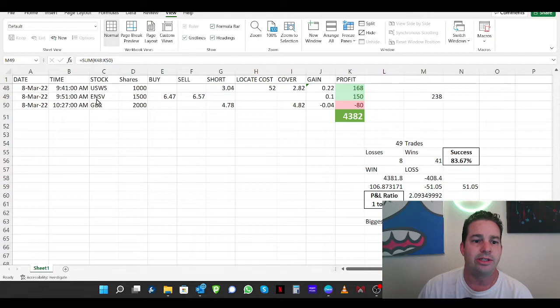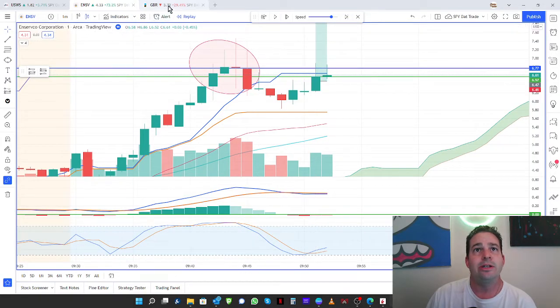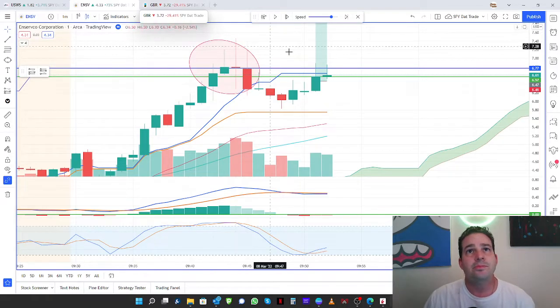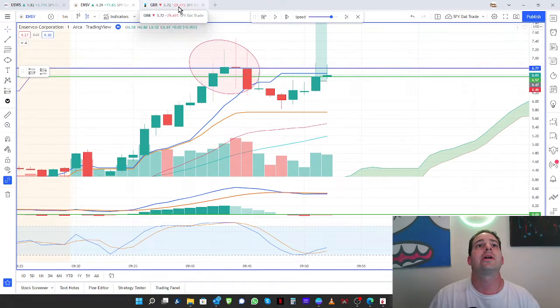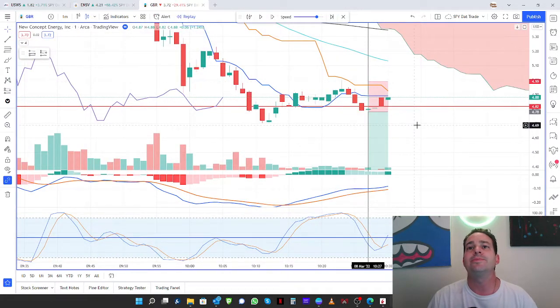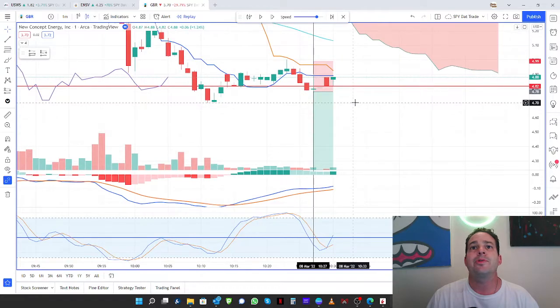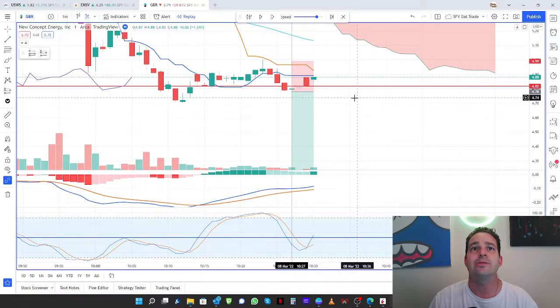So that was on ENSV. I took 1,500 shares. I bought at 647, sold at 657 for an easy 10 cents, making me 150 euro on that one. So we made money, two trades, two green profits there, so that's always good.